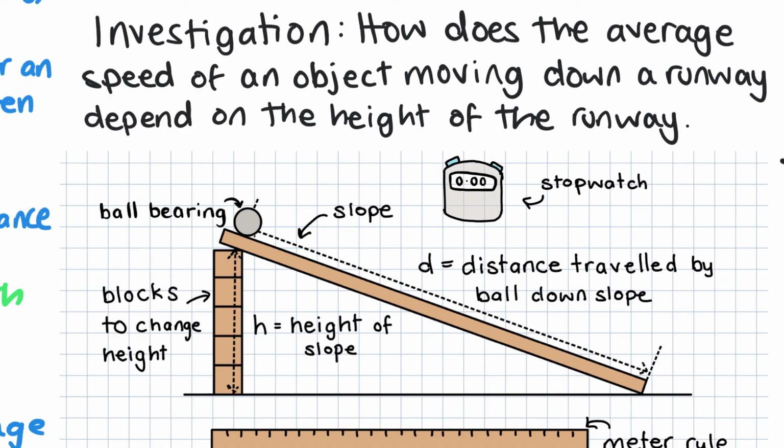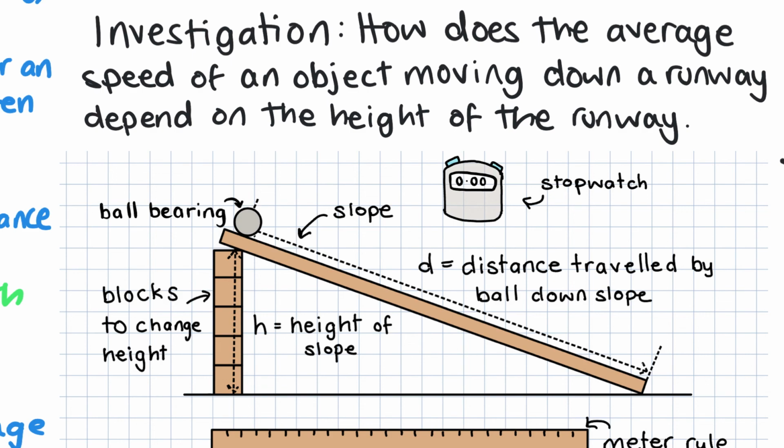To make sure that this is a fair test, we want to make sure that the only variable that we're changing is the height of the slope. So everything else needs to remain constant. We use the same ball bearing, we use the same surface of the slope, we use the same distance of the slope, the same amount of friction. We keep everything else the same.